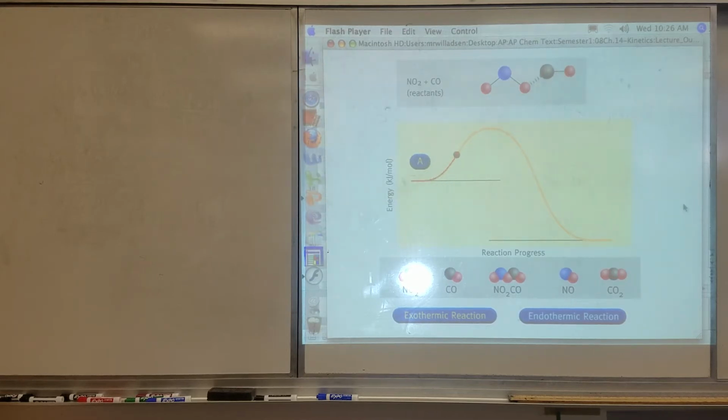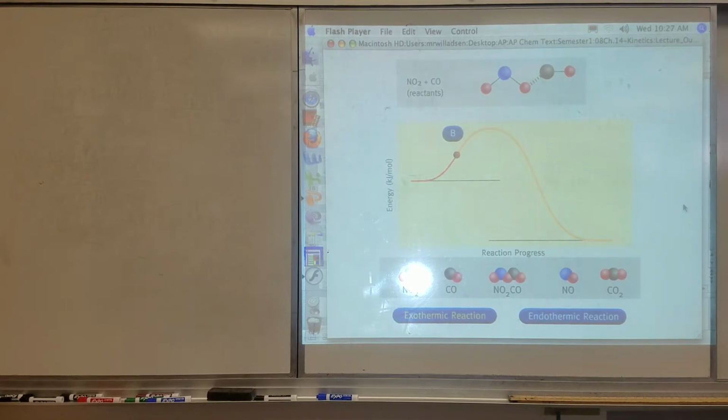As the two molecules approach each other, an attractive force begins to form between one of the oxygens of nitrogen dioxide and the carbon of carbon monoxide, which is indicated by the dashed line. The bond between the nitrogen and oxygen of NO2 begins to weaken, and the bond length increases. Okay, so you can see there's an increase in energy at this point as these two reactants are coming in contact with each other.